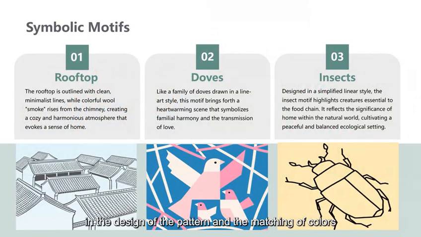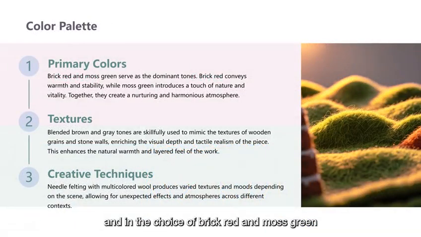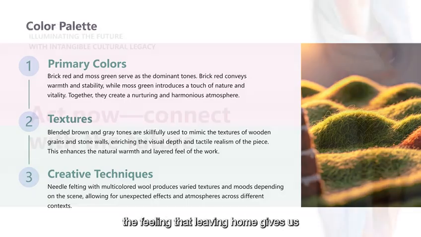In the design of the pattern and the matching of colors, the roof is a symbol of protection and safety. The design of the animal family represents the harmonious coexistence of man and nature, and the elements of the most obscure member of the endless natural habitat, the insect, are all great creative themes. And in the choice of color, brick red and moss green, as well as the log color with wood grain texture and warm and peaceful warm yellow can well display the feeling that home gives us.